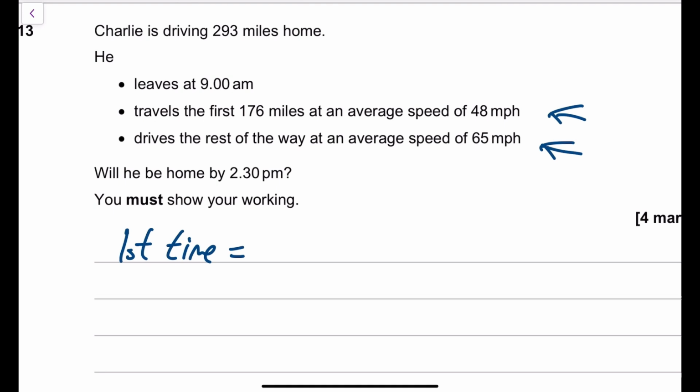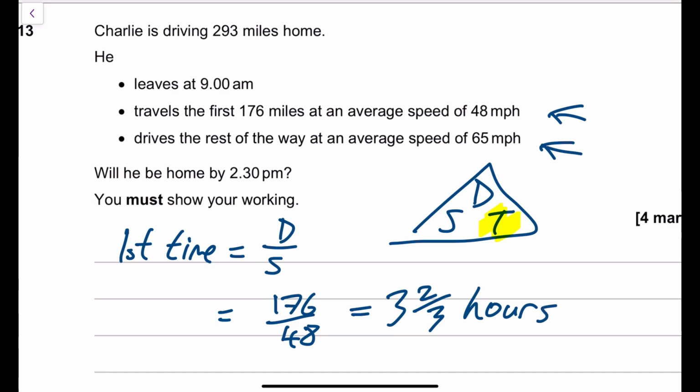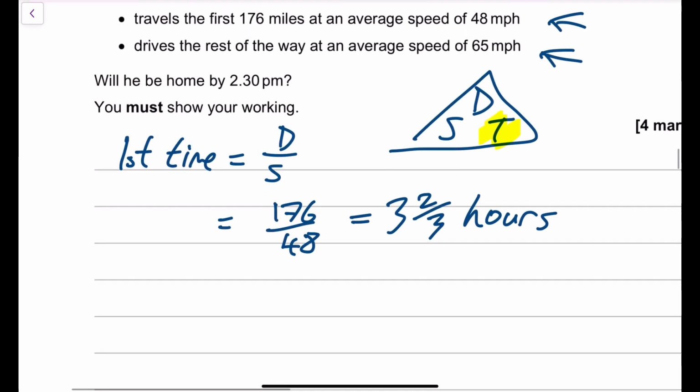So we have got distance equals speed times time. There's a triangle. So if you cover up time, you're left with d over s. So my time is equal to distance divided by speed. So 176 divided by 48 is, and I'm going to say that's 3 2/3 of an hour, or 3 hours 40 minutes.